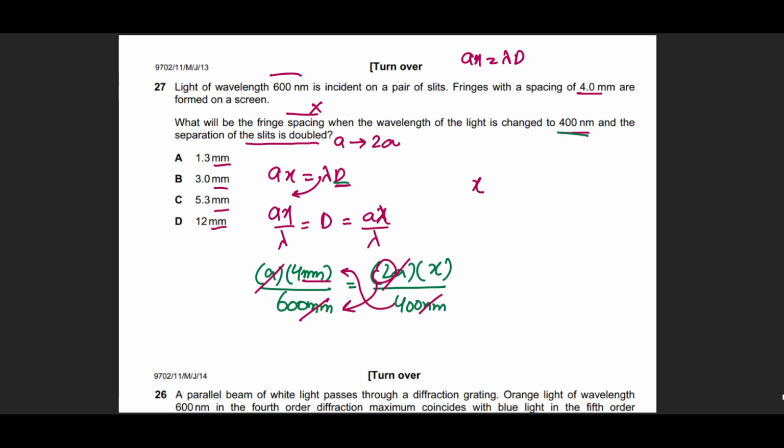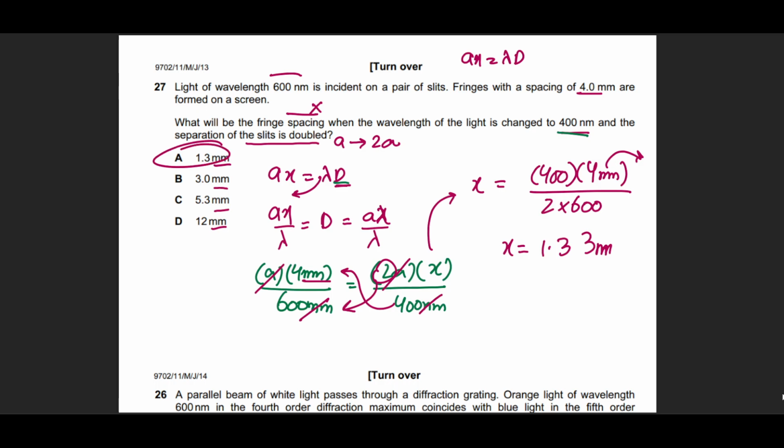So our X becomes equal to 400 multiplied by 4 millimeters, divided by 2 times 600 nanometers. Nanometers have been cancelled. When you solve this, let's keep the millimeter on the outside. So this X comes out as 1.333, and millimeters was on the outside. So this answer is option A.